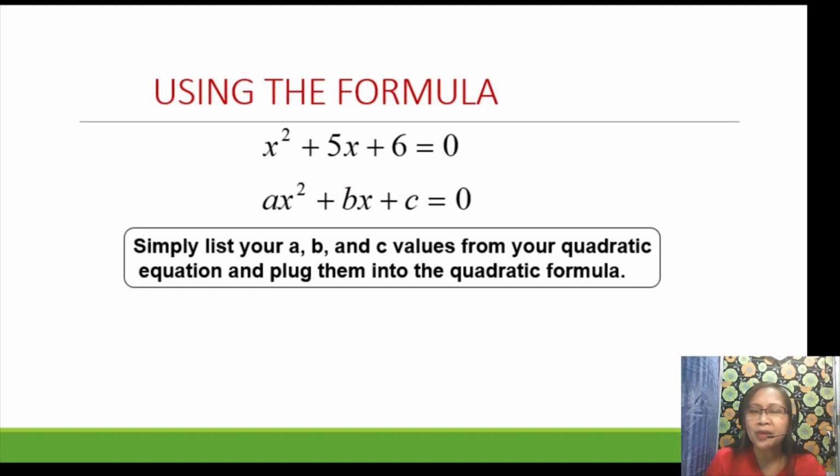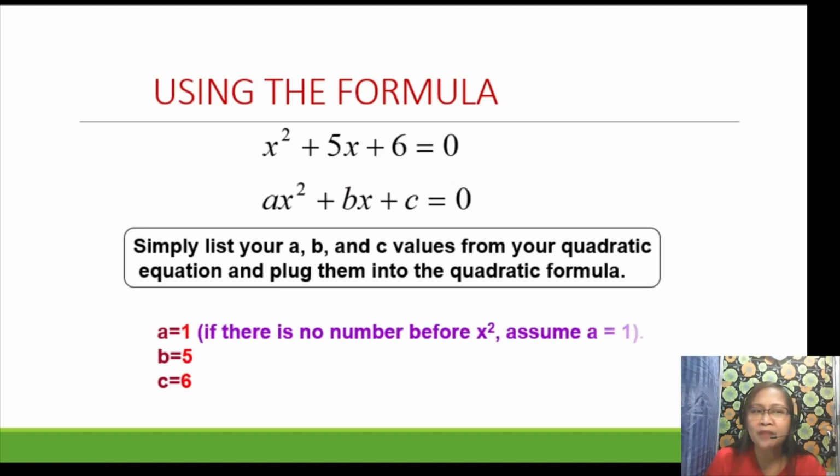So, let us solve x squared plus 5x plus 6 is equal to 0 using the formula. What we're going to do? Well, first, you simply list your a, b, and c values from your quadratic equation and plug them into the quadratic formula. So, a is equal to 1. If there is no number before x squared, assume a is equal to 1.